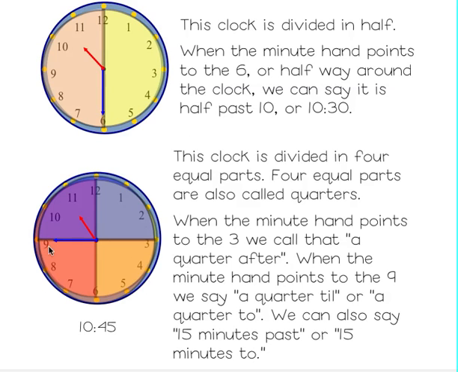So on this clock, because the hour hand is pointing almost at the 11, but not quite, we would say that it's 10:45, which is also quarter till the next hour. So the next hour is 11, so we would say it's quarter till 11, or we could say it's 15 minutes to 11. Now, if the minute hand were pointing at the 3, and the hour hand were pointing between the 10 and 11, we would say it's 10:15, or 15 minutes past 10, or a quarter after 10.